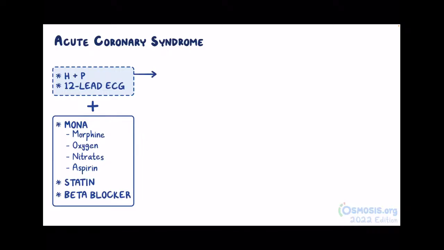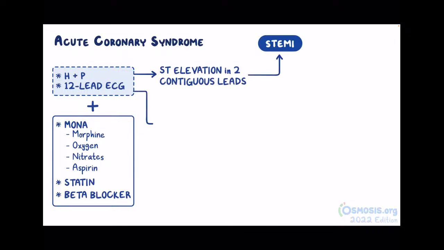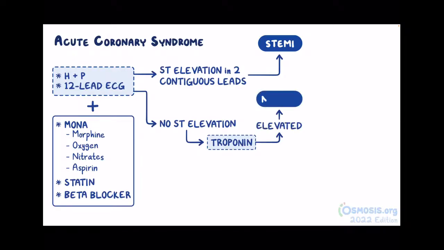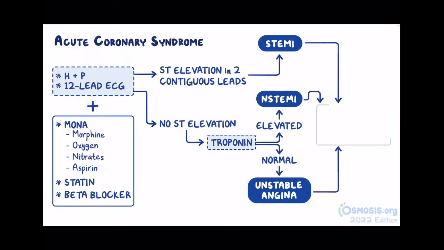Once you have the ECG results, if there's ST elevation in 2 contiguous leads, it's a STEMI. If there's no ST elevation, measure troponin, which will be elevated in NSTEMI and normal in unstable angina. Patients should be assessed to choose appropriate treatment and get reperfusion therapy as soon as possible when appropriate.